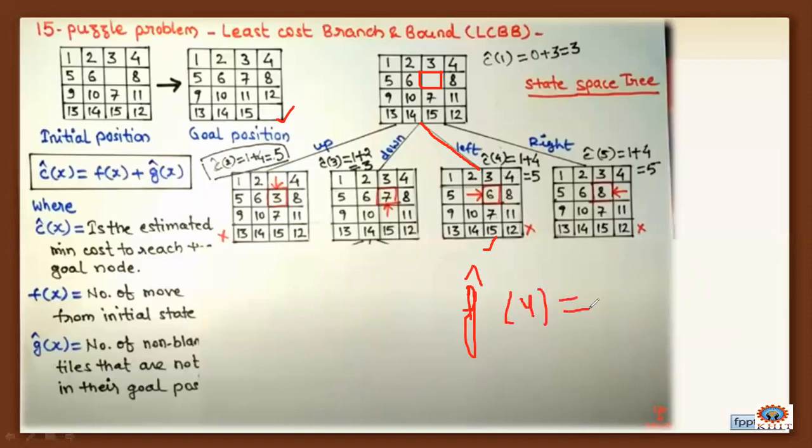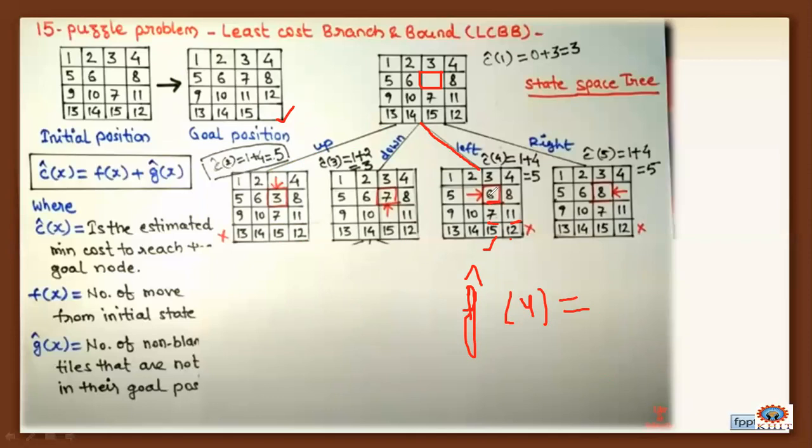So how to get G cap of 4 value? How many changes are there when you compare this with this one? If you consider the first row, there is no change, second row there is no change, third row, yes, one change is 7. Here 11 is there, one change. Here 12 is there, here 11 is there, second change. And the third change is this. Empty is not to be considered here, 13, 14, 15. So one more change is there. This is one more change.